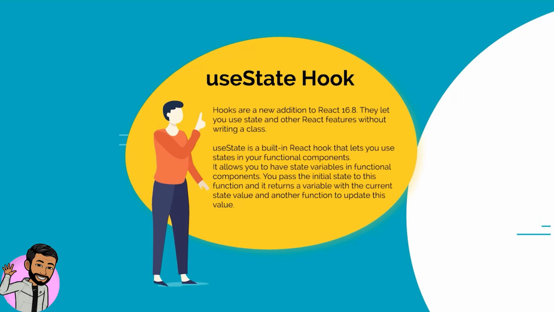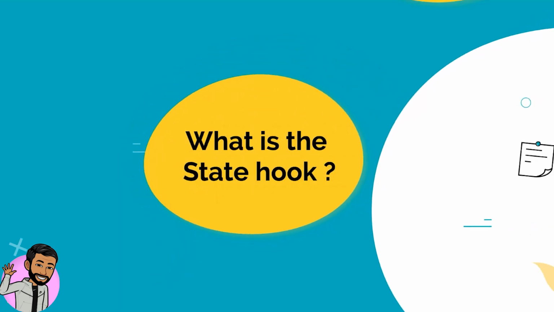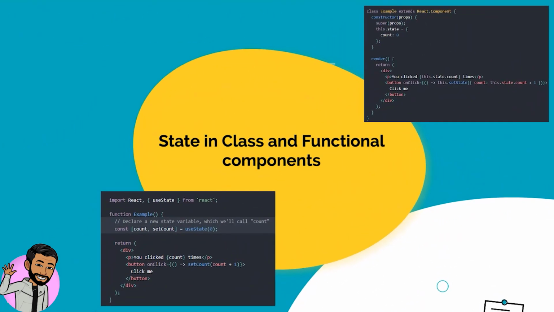useState is a built-in React hook that lets you use state in functional components. It allows you to have state variables in functional components. You pass the initial state to this function and it returns a variable with the current state value and another function to update this value. Initially, before the addition of hooks in React, we could manage state only in class components. But with the addition of hooks in React 16.8, we can manage state even in functional components.